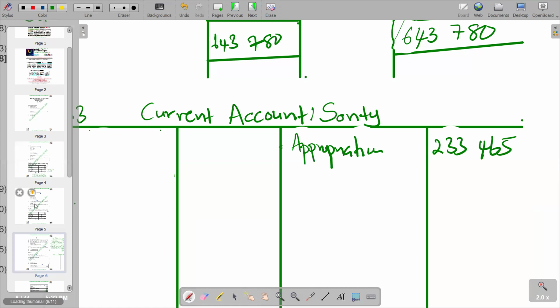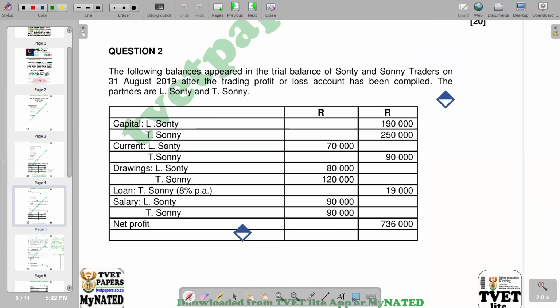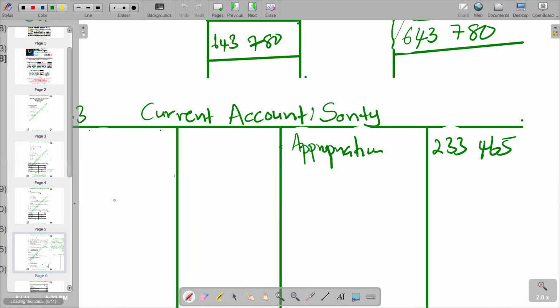So having done that, we also have opening balances for the current accounts. If you come to the beginning of the question, you'll see that the current account of Sonty has an opening balance of 70,000, which is on the debit side. Remember, this represents the debit column, and this one represents the credit column. So 70,000 is on the debit, so it's going to be a balance b/d in Sonty's account on the debit side. So we come here, go to this debit side, and say our balance b/d, and we have our 70,000.